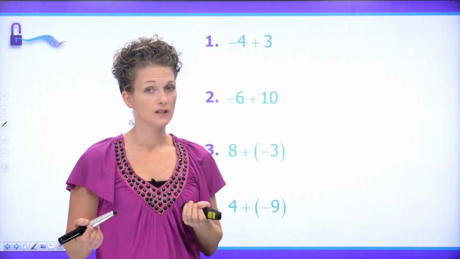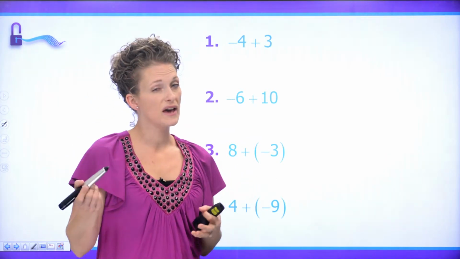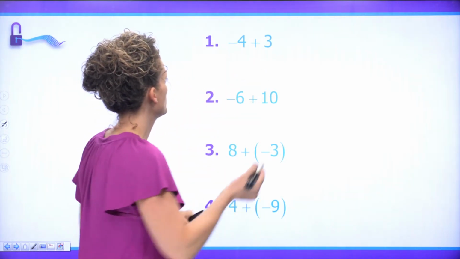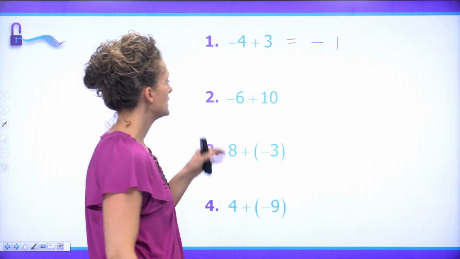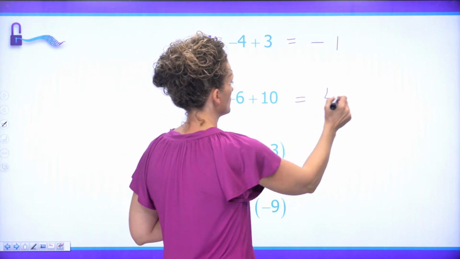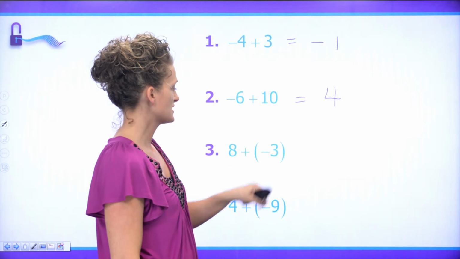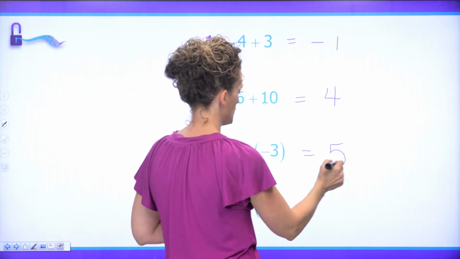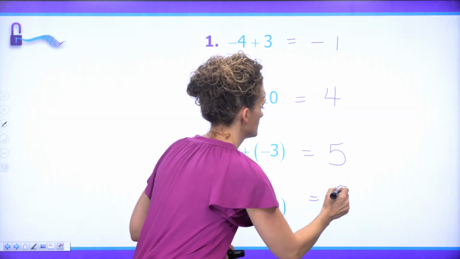So here are some numerical expressions. Negative 4 plus 3. You can think back to the mathematical modeling. You can use your number line. We have negative 4 plus 3. We end up with negative 1. Negative 6 plus 10, we end up with 4. 8 plus negative 3 gives us 5. And 4 plus negative 9 gives us negative 5.